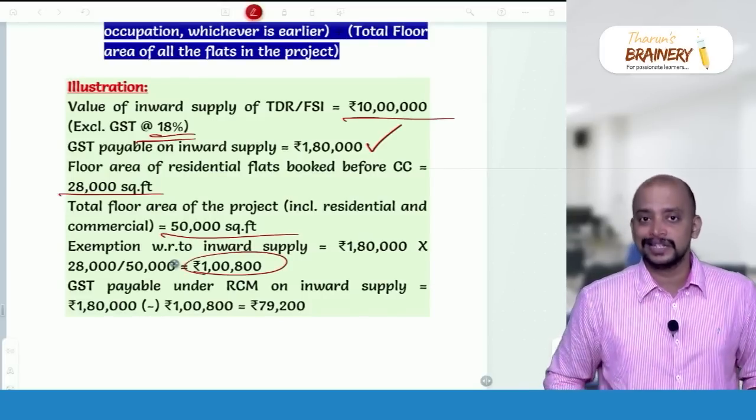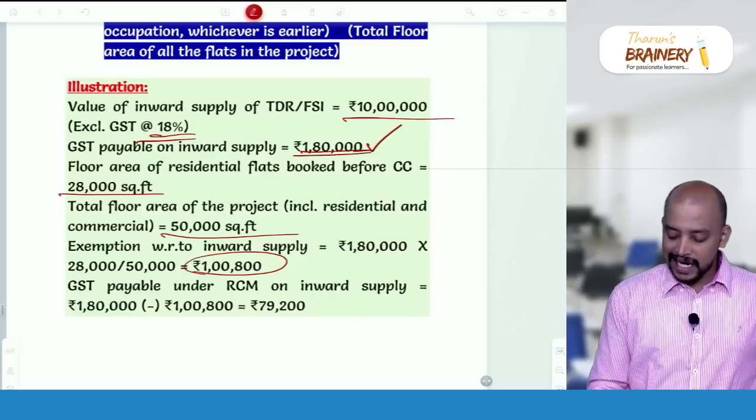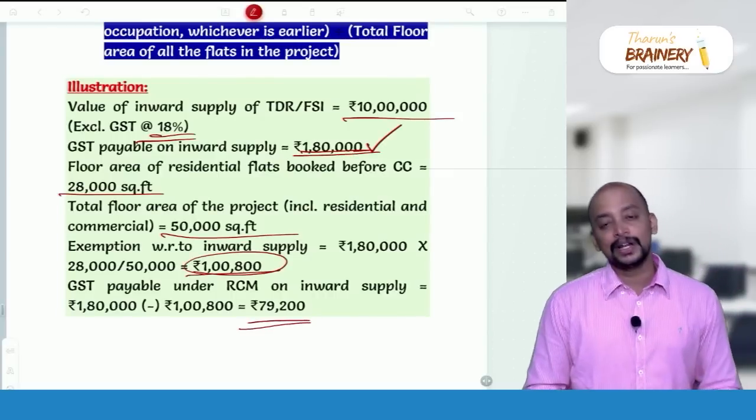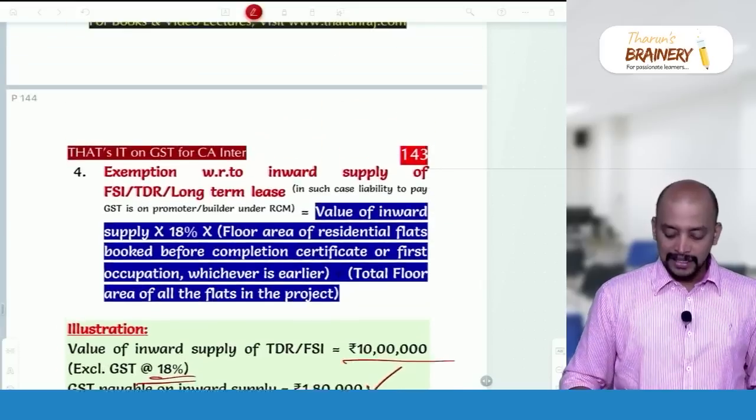So the remaining amount of GST is payable under RCM. That is 1,80,000 minus 1,00,800. The remaining 79,200 GST is payable under RCM. That is with respect to this.